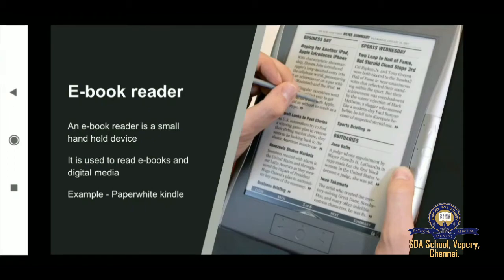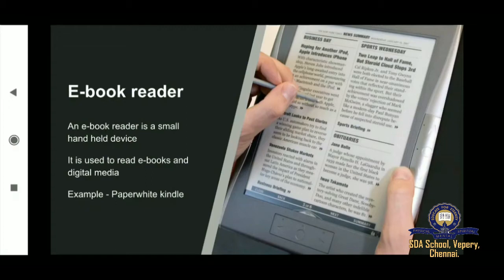An e-book reader is a small handheld device. It looks like a tablet, but it is not a tablet. It is an e-book reader. Like a tablet, you can hold it in your hand and use it. It is used to read e-books and digital media.